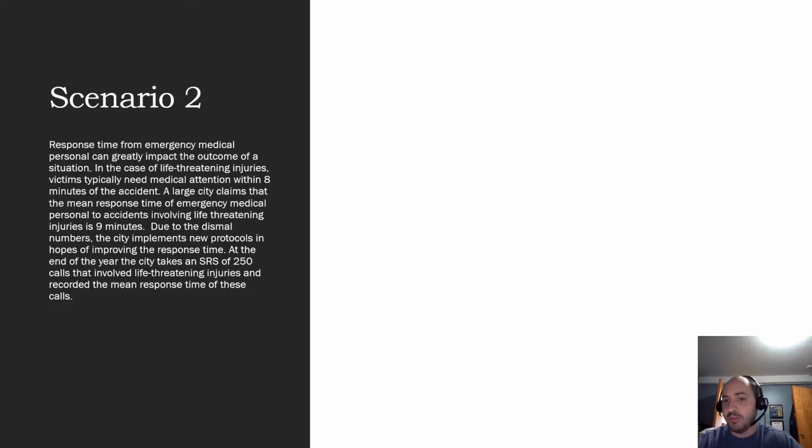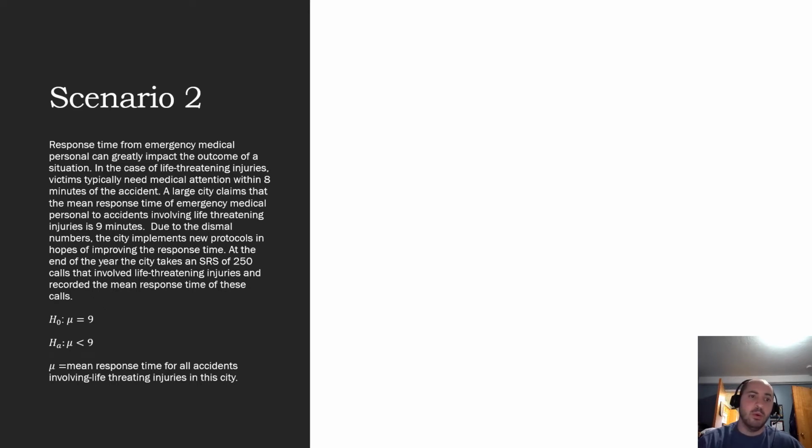So the city wants to improve this, and what they do is at the end of the year they make some changes to protocols, and at the end of the year they take a simple random sample of 250 calls that involve life-threatening injuries and record the mean response time. So the hypothesis test they might run is: either it has not changed, so the mean response time is still 9 minutes, that's the null hypothesis, that's what it was before, versus what we would like to find evidence to support, which is, has this response time improved through our new protocol? So is mu now less than 9?